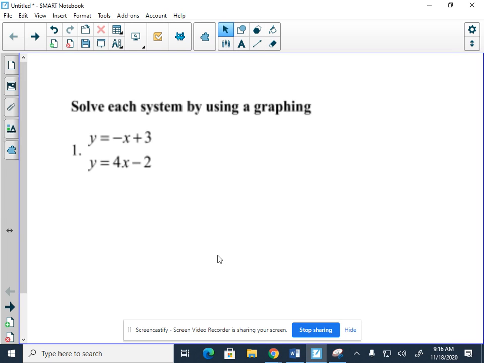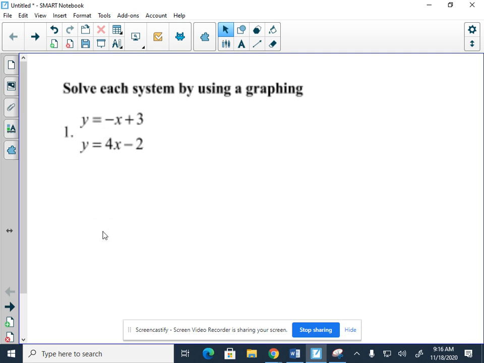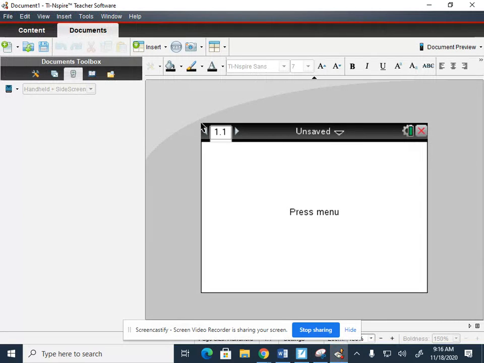Okay, this is the Chapter 6 review. First of all, we're just reviewing some things that we've learned in Chapter 6, everyone. So the first question says, solve using a graphing calculator. It got cut off when I copied it. But we'll take our graphing calculator.